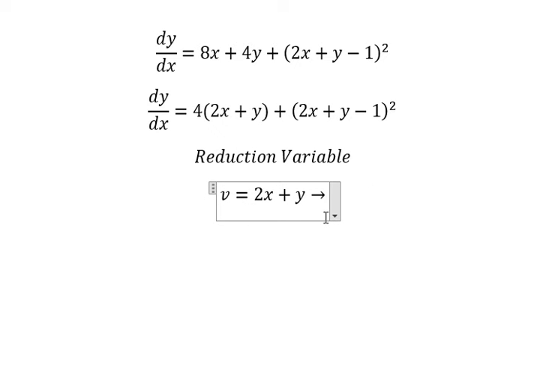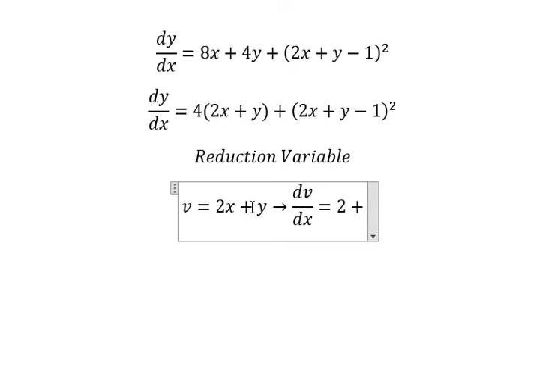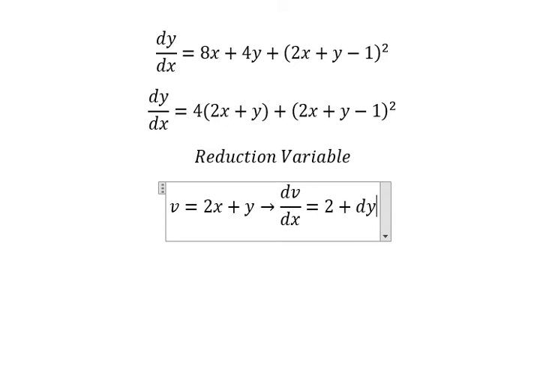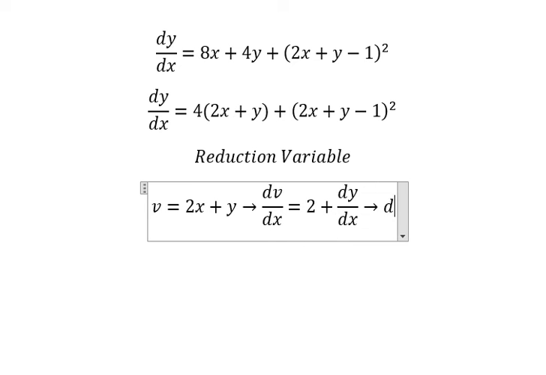Now, if I do first derivative for both sides, we have dv over dx. First derivative of x, you got about number 1, so we have number 2. First derivative of y, we have dy over dx. Because we don't have number 2 in here, so we put number 2 go to the left.